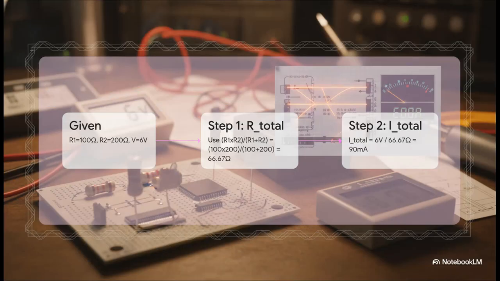Now, parallel circuits. The math gets a little more interesting. But for two resistors, there's a fantastic shortcut. Just multiply them on top and add them on the bottom. So that's 100 times 200 divided by 100 plus 200, which gives us 66.67 ohms.